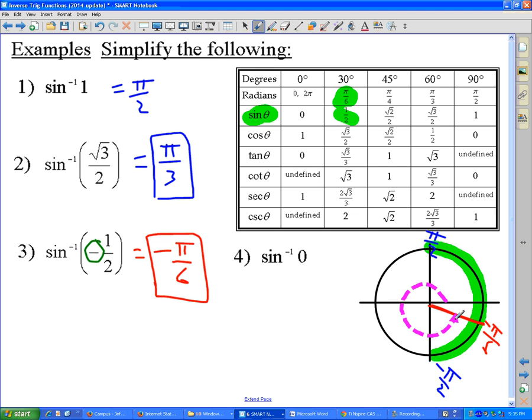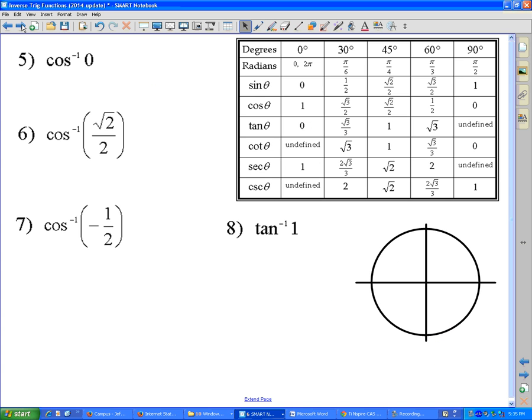By the way, the inverse sine of 0 is 0, so we'll end on that nice easy one for this first little set of examples. All right, next set of examples.